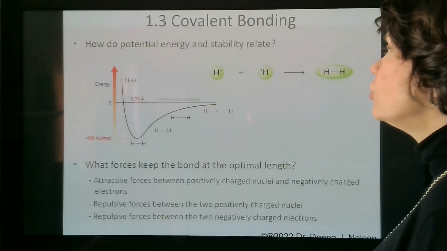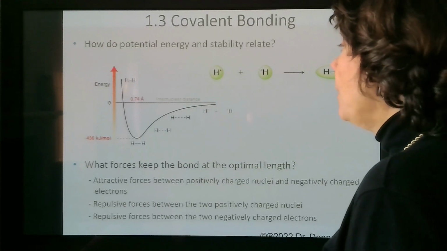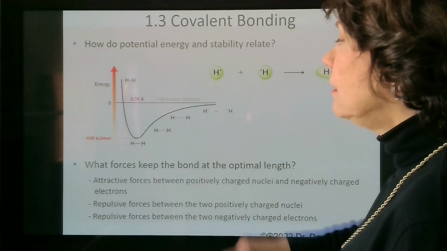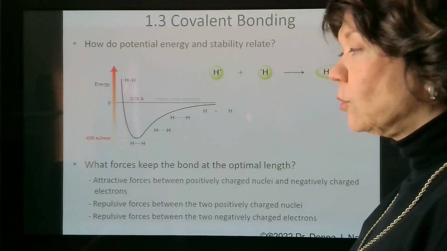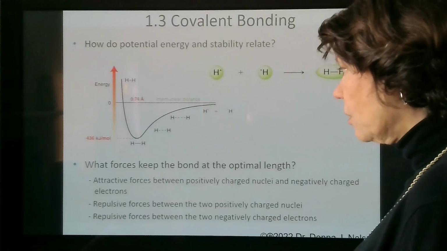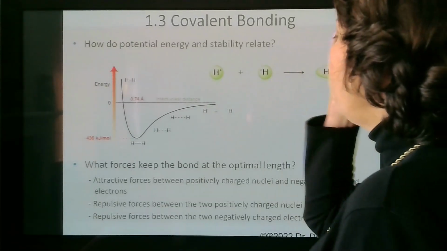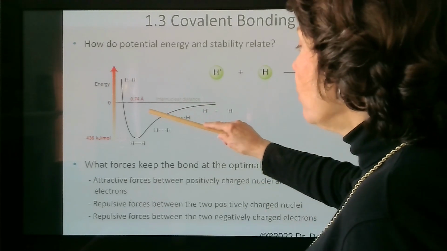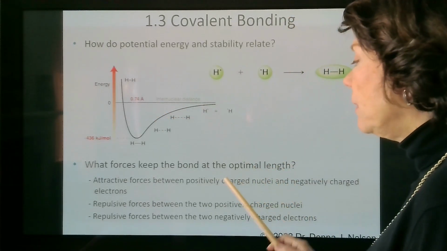How do potential energy and stability relate? Well, the lower the energy, the more the stability. The more stable a molecule is, the lower its energy will be. And so, what forces keep the bond at the optimal length?